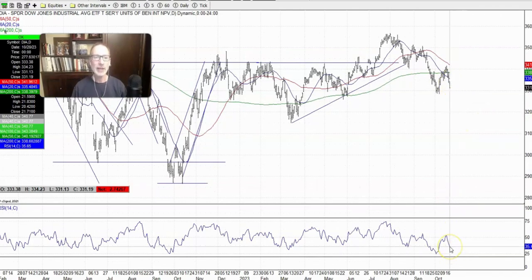The RSI is not completely oversold yet. So if I was going to say there was one of these three indexes that is the weakest, it looks like the Dow is the weakest. It's fallen pretty far below all three moving averages and could keep going. The momentum could keep going.